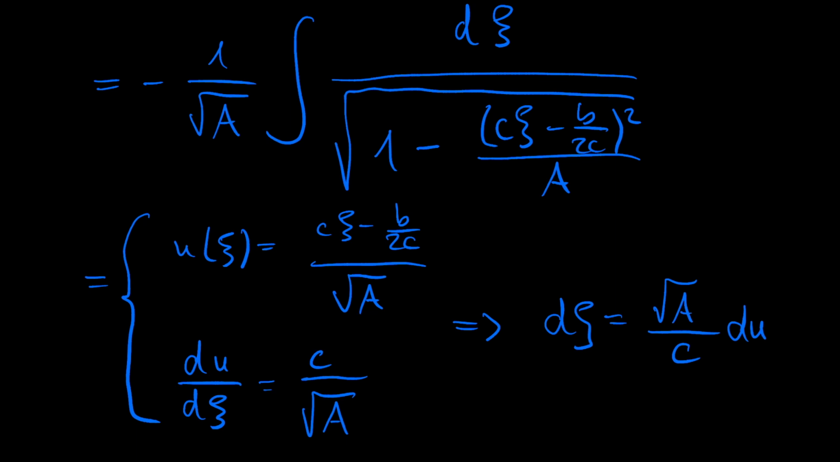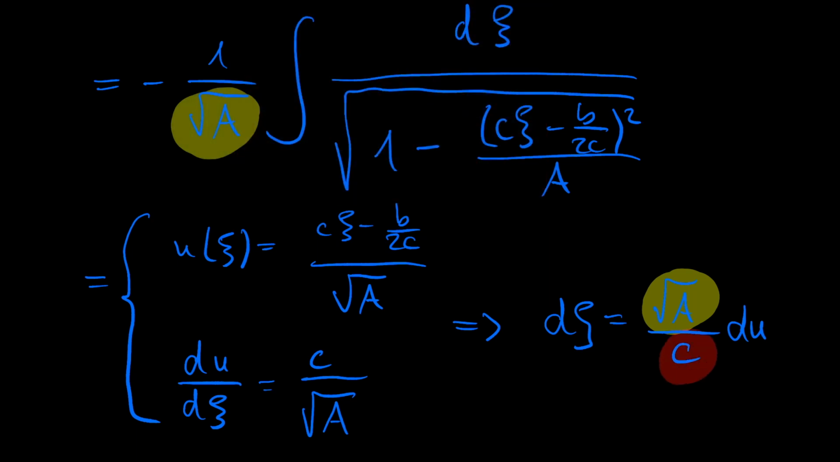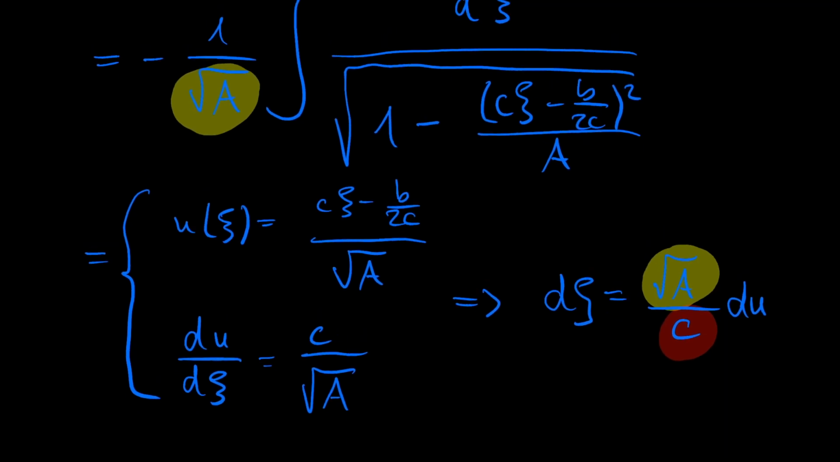And as you can see, since we're plugging a square root of a in the numerator into the integral, and here we have a square root of a in the denominator, the two of them cancel each other out. And the c here is a constant which we can extract out of the integral, so it will be just minus 1 over c as a constant factor in front of the integral.